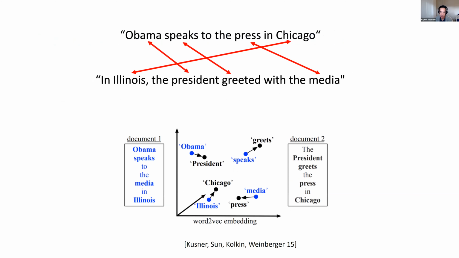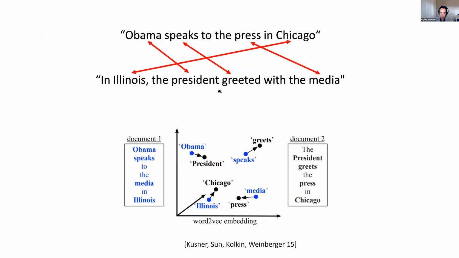So here is the picture from that paper of Kusner, Sun, Kolkin, and Weinberger. And you can see that after you compute these word embeddings, Obama does indeed map to something close to president, speaks maps close to greeted, and so on. So similar words map to similar spots. Then to determine how similar these sentences are, you have vectors lying in D dimensions, and you really can just apply the Earth mover distance.